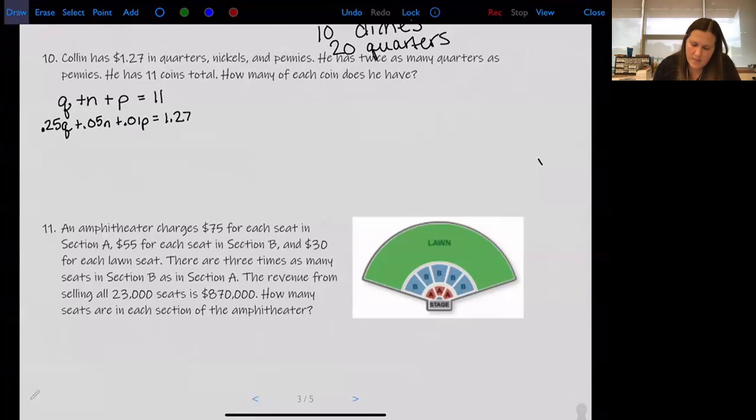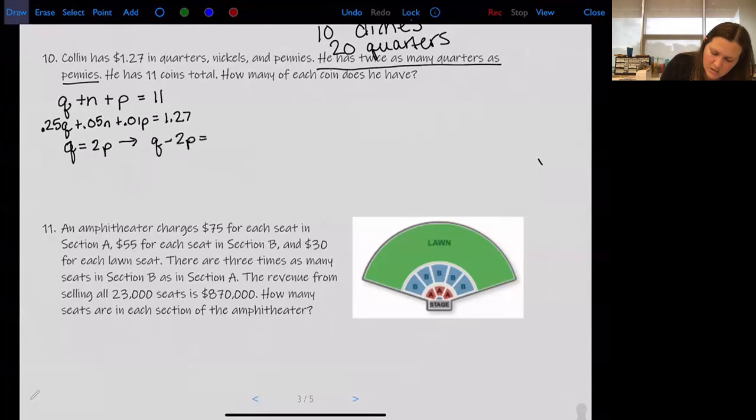All right, and then this says he has twice as many quarters as pennies. So I know quarters equals 2 times pennies. And again, I need that pennies on the other side, so it's set up like my other equations. So I'm going to subtract 2p. So this equation actually is q minus 2p equals 0. Notice it doesn't have nickels in it. That's why we use substitution on it in the other video. But let's get our matrix here.